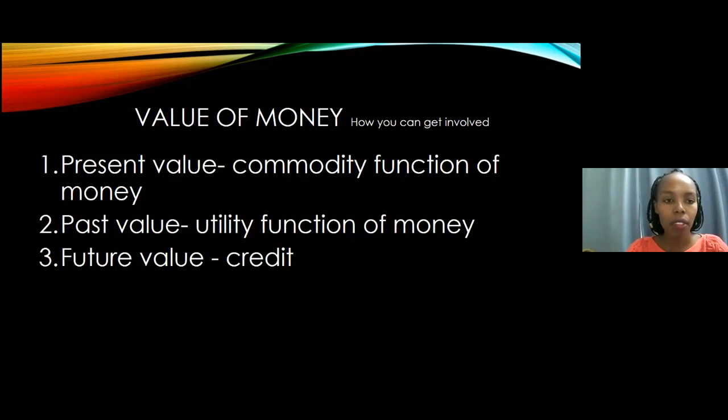Then we have the past value of Ubricoin, and this is the utility function of Ubricoin, where we use Ubricoin to buy goods and services. When you want to buy, for example, a phone, it means that whatever value you're buying was created in the past, and that is the past value of the commodity that you're buying. So that is the utility function of Ubricoin.